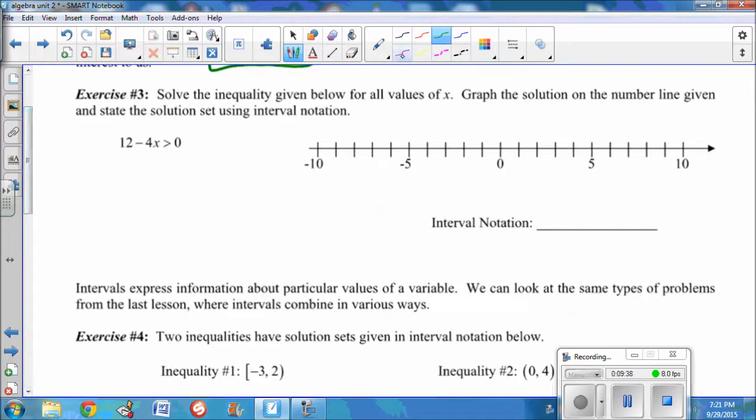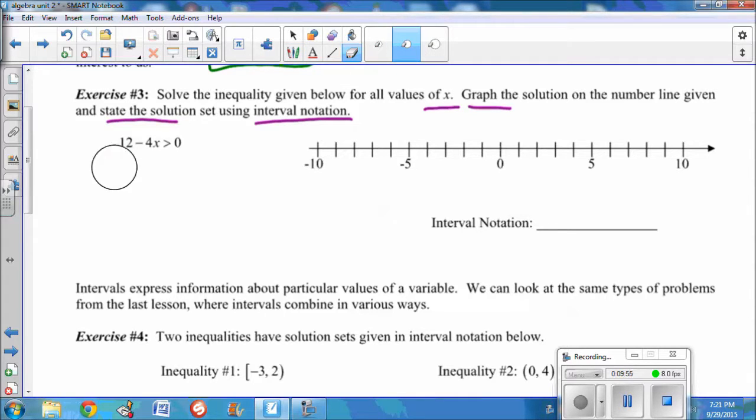So exercise 3 says, solve the inequality given below for x. Then they want us to graph the solution on the number line and then state the solution in interval notation. So 3 pieces. So, I don't think I'm going to subtract 12. I just looked at this and I'm like, let's do something different here. And why am I choosing to do something different?